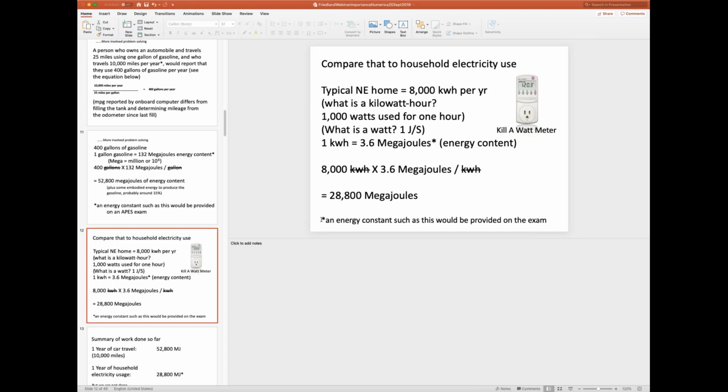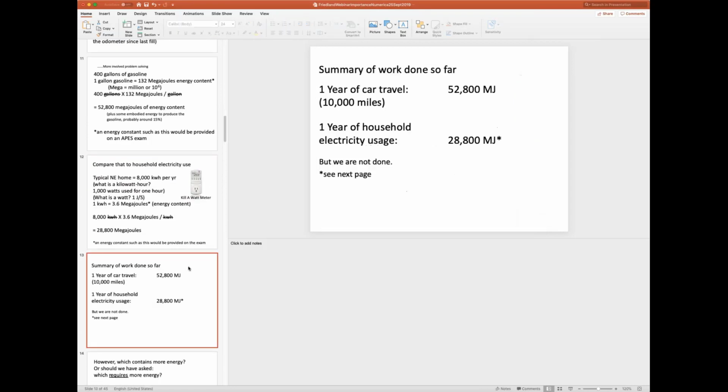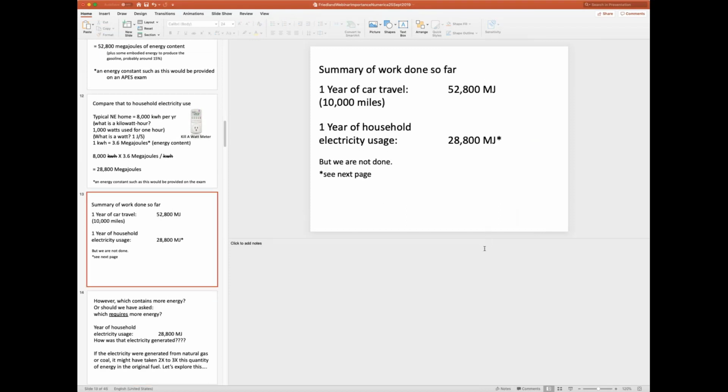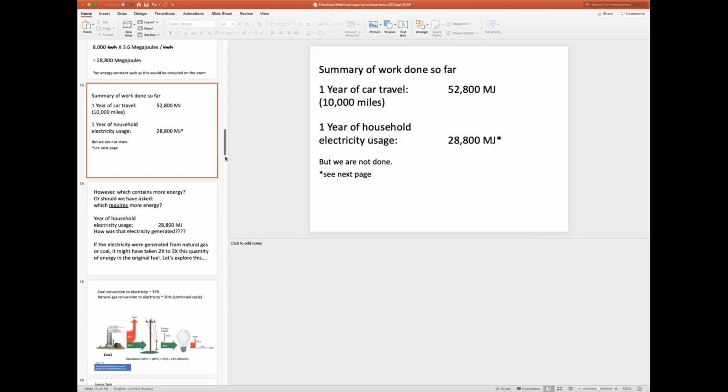So let's summarize. But first of all, I want to say it again, an energy constant such as this would be provided on the exam. No student would be asked to memorize that the energy content of a kilowatt hour of electricity is 3.6 megajoules. But the summary of what we've done, our calculation so far, is that a year of car travel with our example of a car uses 52,800 megajoules, and a year of household electricity usage is 28,800 megajoules. But we are not done, and all students and teachers of environmental science know that there's embodied energy in electricity.